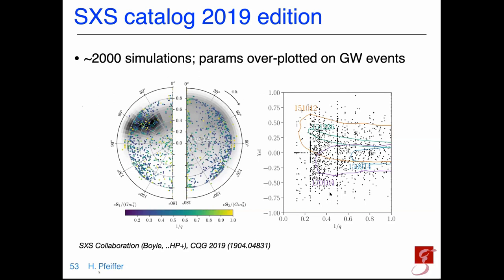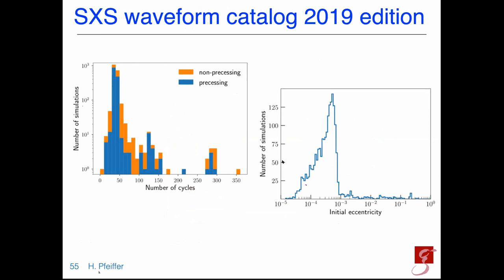So coverage is quite good up to a mass ratio of 4, and beyond 4, beyond 6 roughly, it becomes a lot less crowded. The simulations also have become increasingly longer. In the first simulation catalog, we had 20 or 30 cycles. Now the median is more like 50 to 60 cycles, and we have some that go all the way up to 300 or 350 cycles.